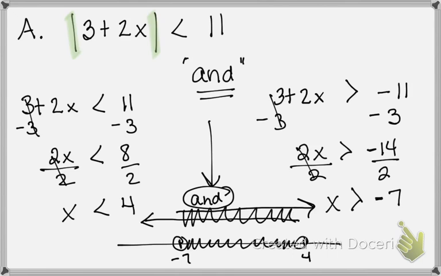If we picked, let's say, 1, 1's in here. If we picked 1 and plugged it back in, 2 times 1 is 2, plus 3 is 5. The absolute value of 5 is 5. Is 5 less than 11? Yes. Now, if we pick something up here like 7, 7 times 2 is 14, plus 3 gives us 17. The absolute value of 17 is 17. 17 is not less than 11. It doesn't work, so we know that we have it plotted right. And you could also check at the other end.